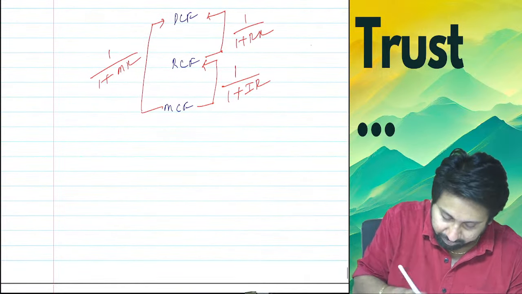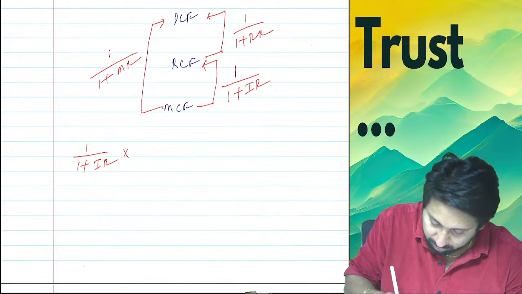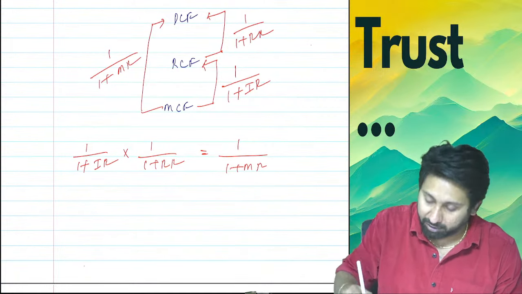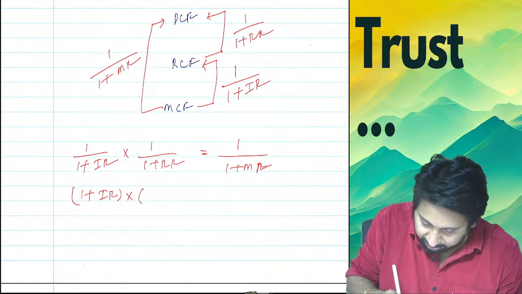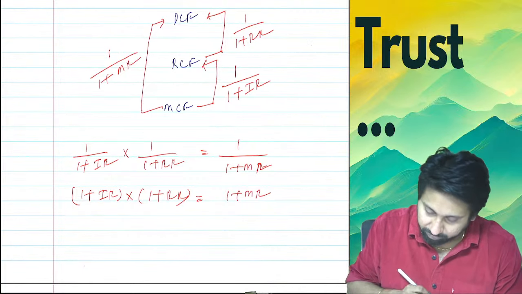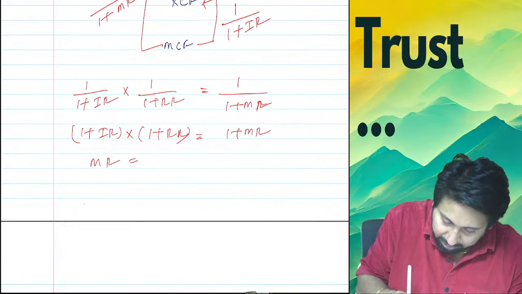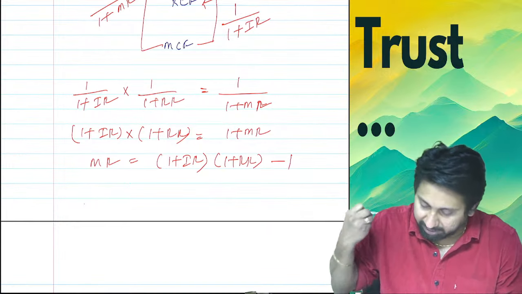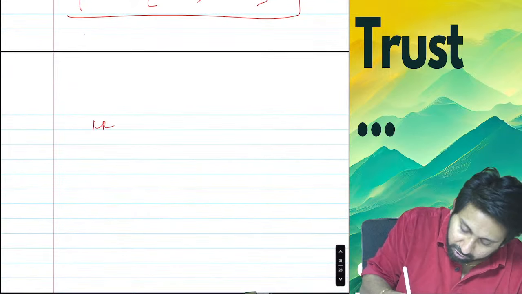How to calculate? See here. 1/(1+IR) into 1/(1+RR) will be equal to 1/(1+MR). Okay? Numerators are same. Equate the denominators. (1+IR) into (1+RR) equal to (1+MR). This is the formula. Clear? So MR equal to (1+IR) into (1+RR) minus 1. This is the formula for calculating what?